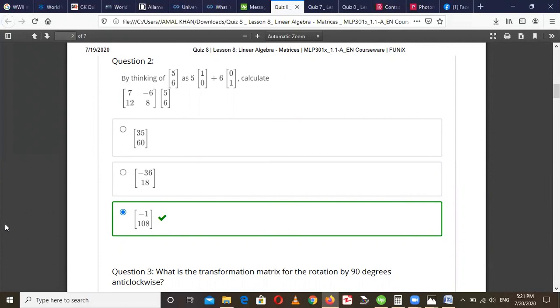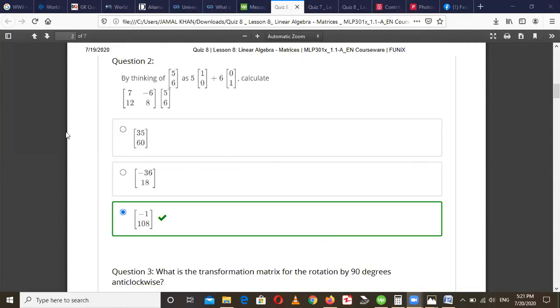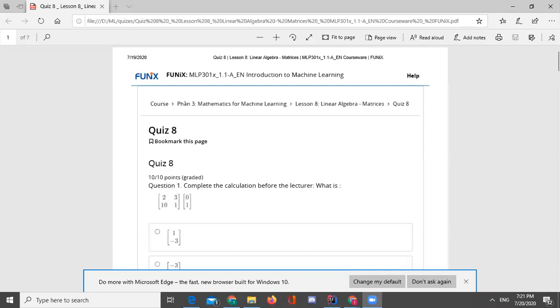Okay, just a moment. Let me open the. I am disabling my screen. Quiz number 8, right? Are you seeing my screen or not? No, I still see your screen, but I'll quit it anyway. Can you see my screen now? Yes. Okay, let me try the next question.